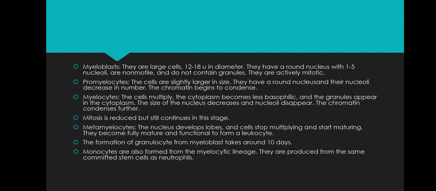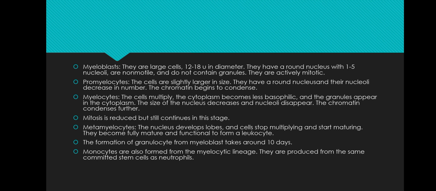Promyelocytes are slightly larger in size, and they have a round nucleus. The nucleoli decrease in number, and the chromatin begins to condense.